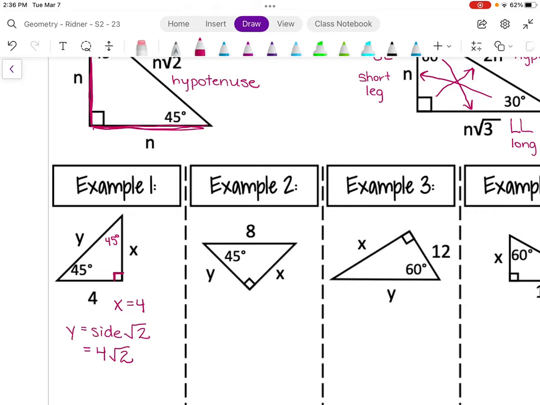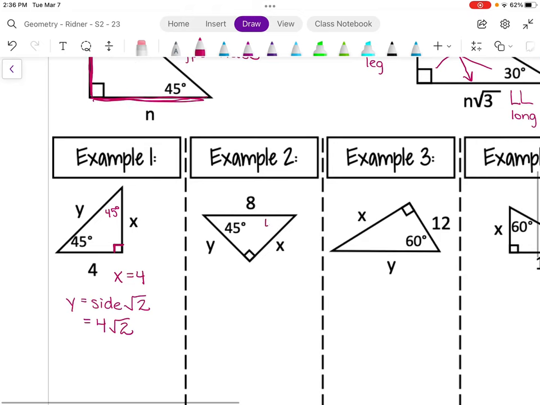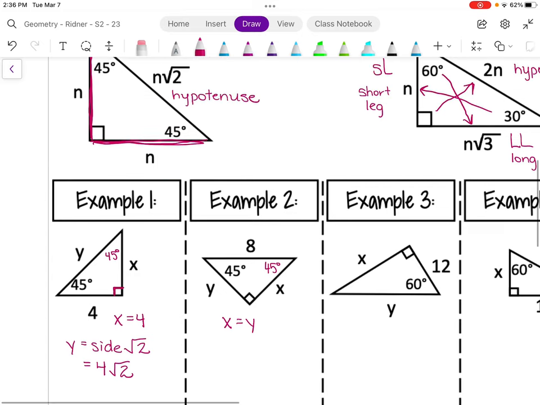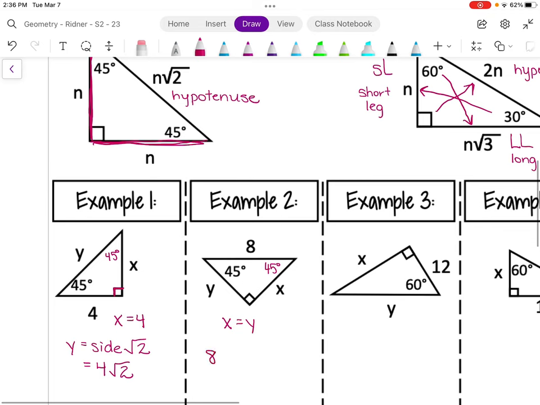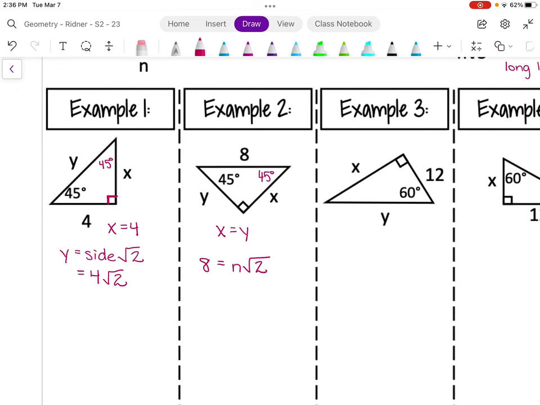All right. In the next example, it is also a 45, 45, 90. We know that x must equal y, but we don't know what their actual numbers are yet. But we do know that 8 is the hypotenuse, and it must equal the variable times square root of 2, according to our picture above. All right. If something is being multiplied, to get rid of it, we divide.